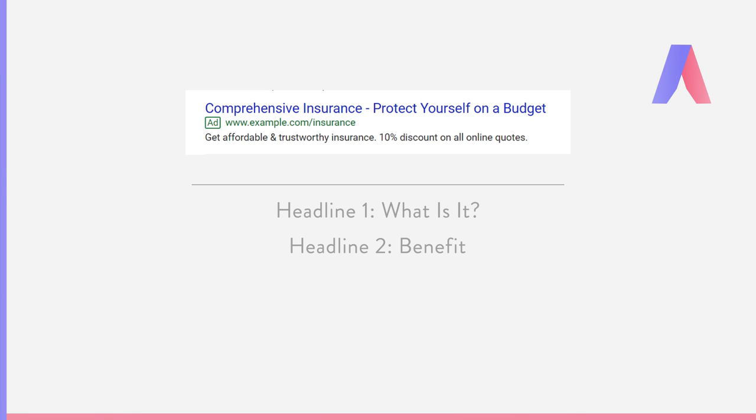Okay? And then if I do take this product or service, the first part of the description line, I like to put in a final result. As you can see up there, get affordable and trustworthy insurance. Okay, so the final result is I'm getting affordable and trustworthy insurance. And it basically solidifies what we've said on the top 2 lines, which is comprehensive insurance. I'm protecting myself on a budget. I'm getting affordable and trustworthy insurance.